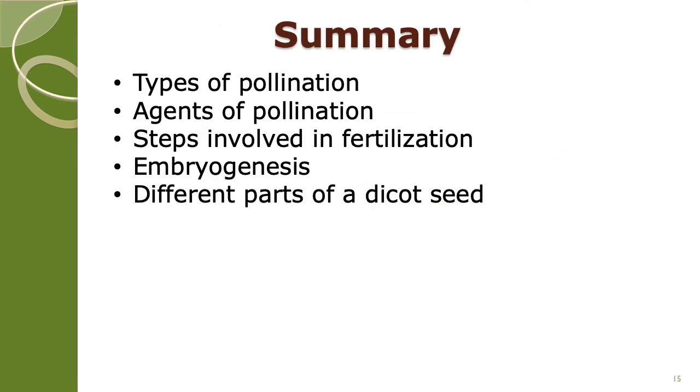To summarize, we learned about the processes of pollination and the steps involved in fertilization and embryogenesis. We also learned about the different parts of a seed that is formed from dicotyledonous angiosperms.